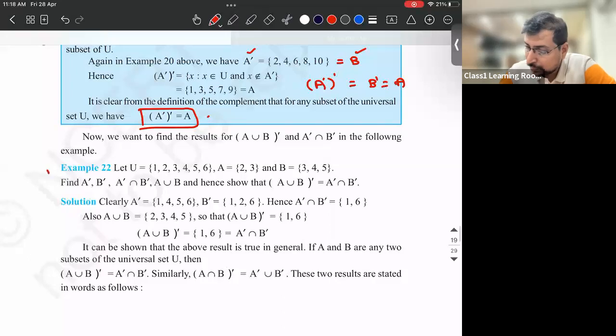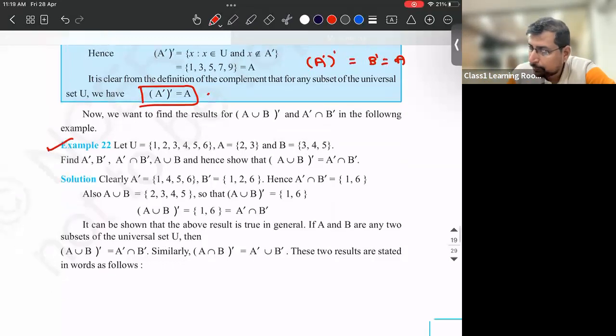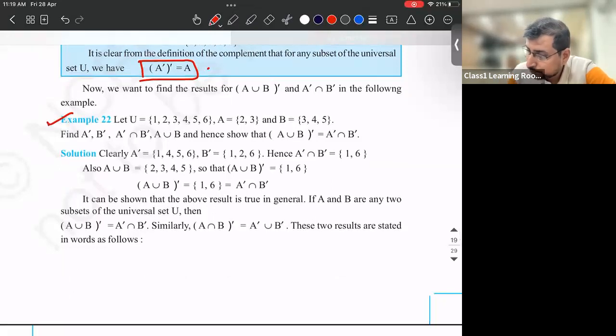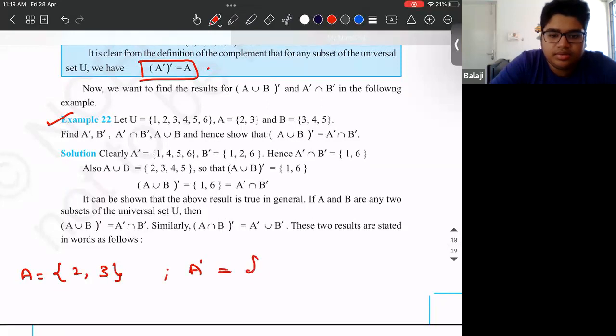Next, example 22. There are some properties we are going to discuss, but before we see the properties, we'll see these examples. Let U be 1, 2, 3, 4, 5, 6. A is equal to 2, 3. B is equal to 3, 4, 5. Find A complement and B complement. Balaji, I'll start with you. The universal set is 1, 2, 3, 4, 5, 6. A is 2, 3. A complement is all the numbers in the universal set except 2, 3, that is 1, 4, 5, 6.